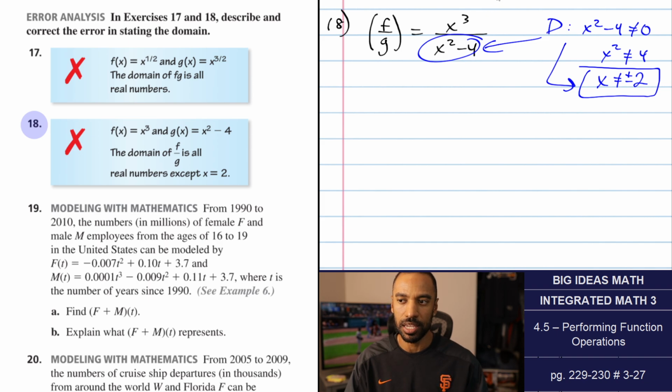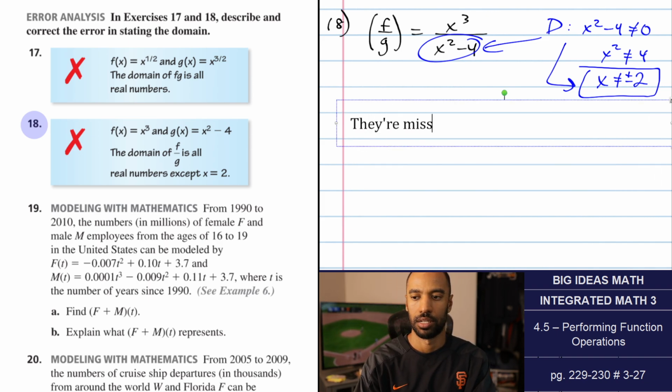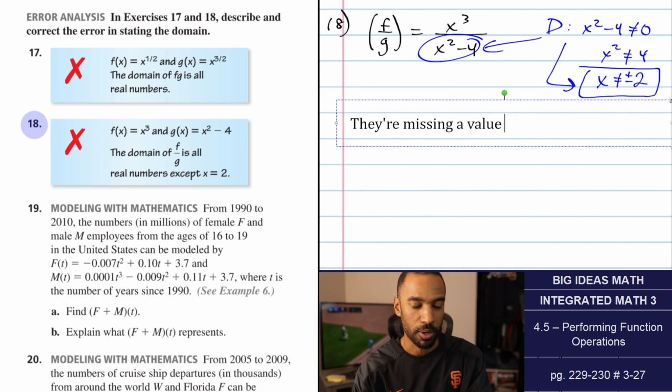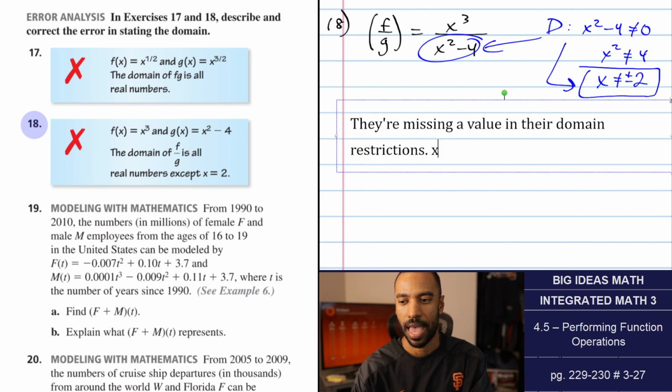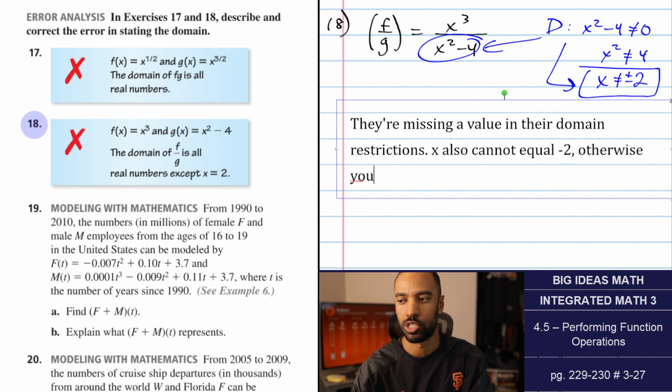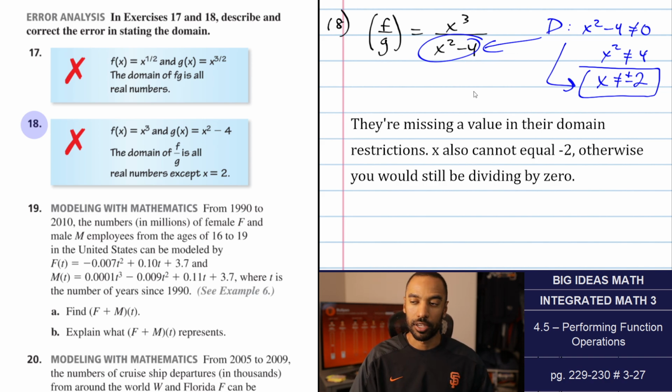It's just that they're missing a value in their domain restrictions. X also cannot equal negative 2. Otherwise, you would still be dividing by 0. So that's more of what you're going to be doing in the future on these. It's not just "can't be 0, can't be 0." The denominator can't be 0, but it all depends on what's down there. If it's a monomial, yeah, maybe not 0.